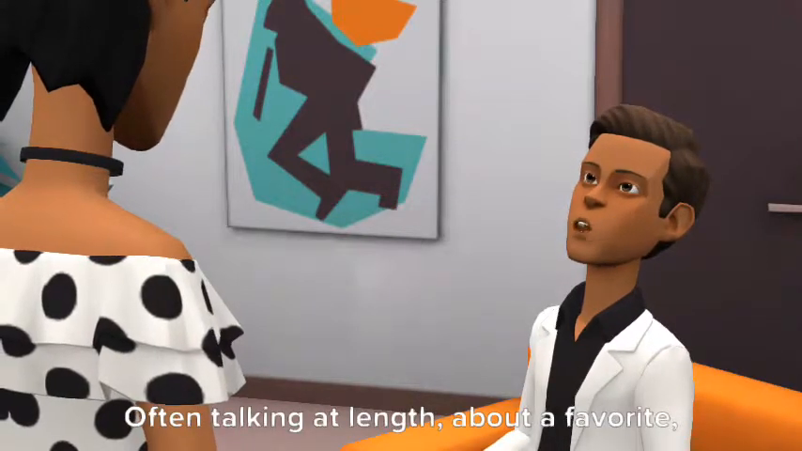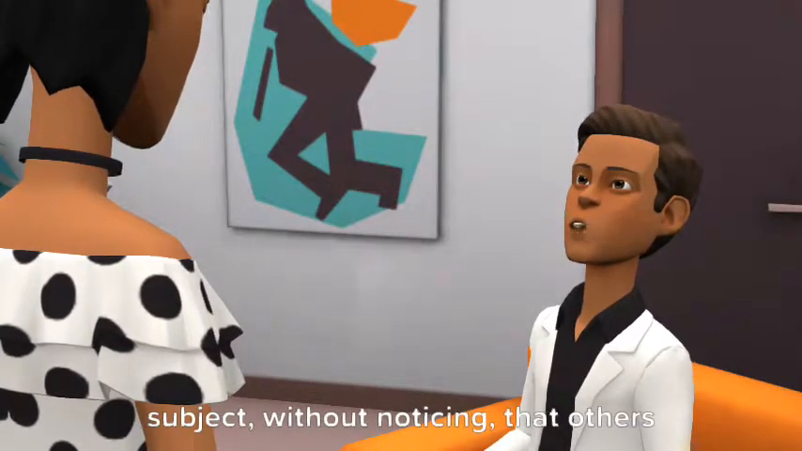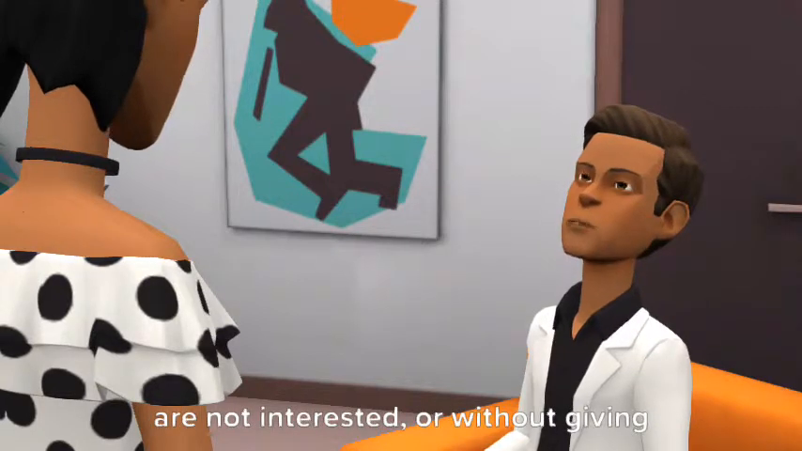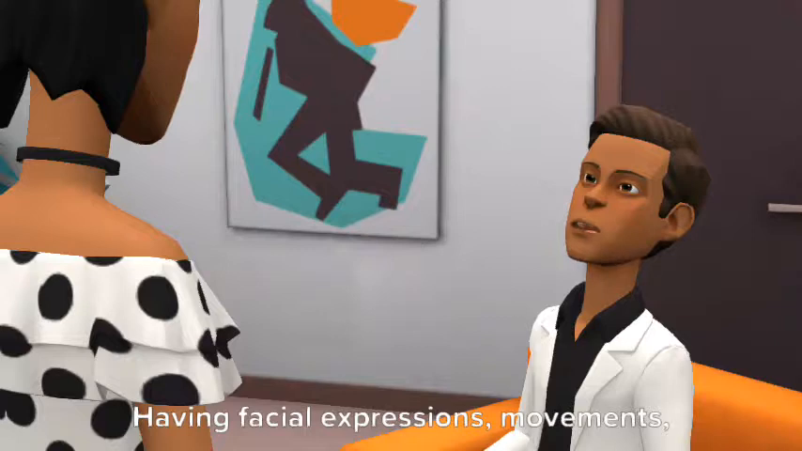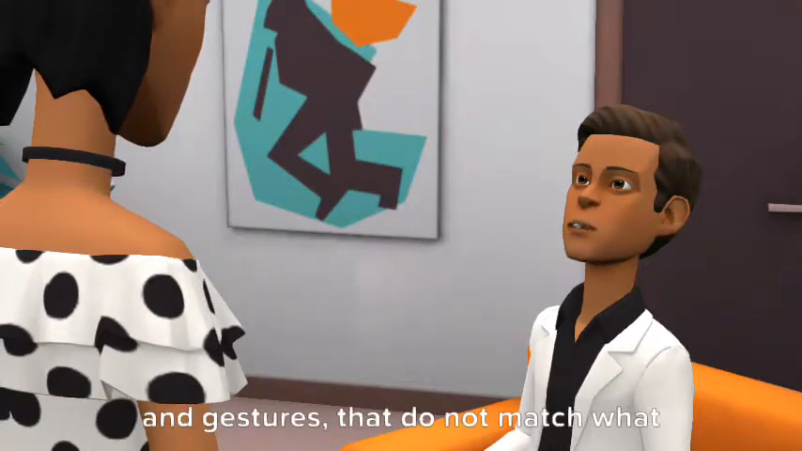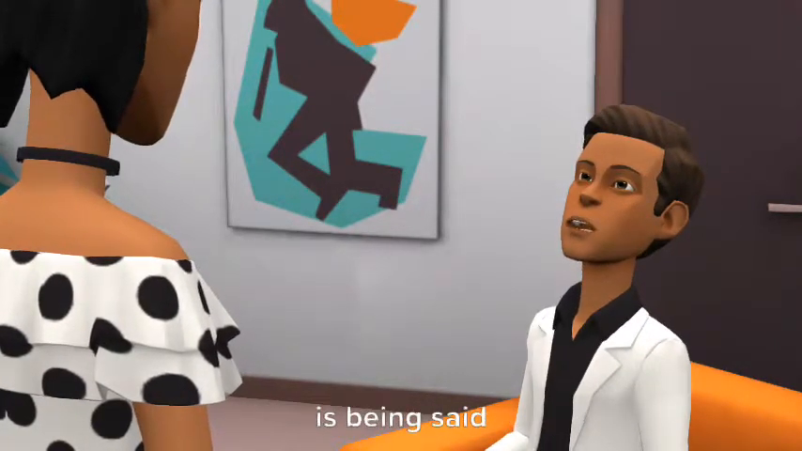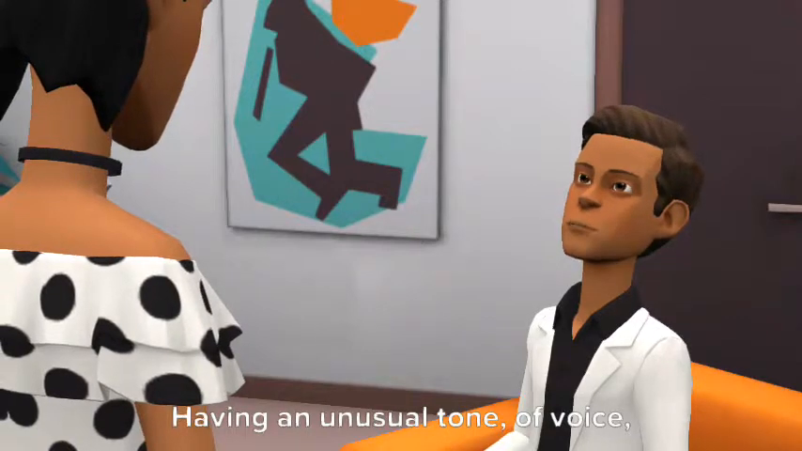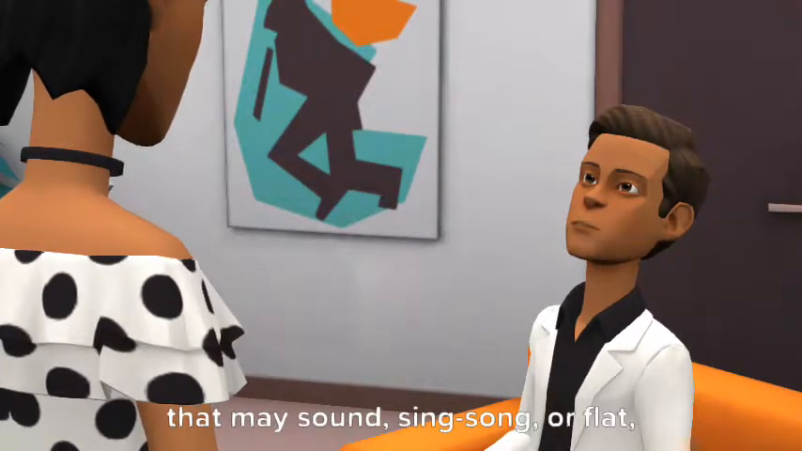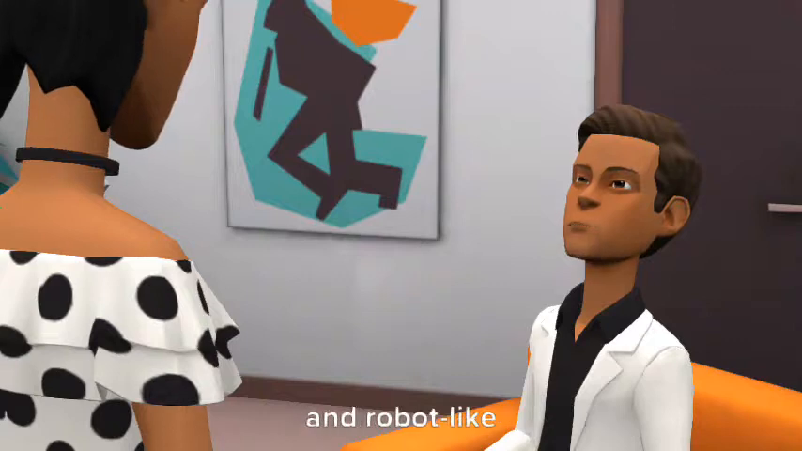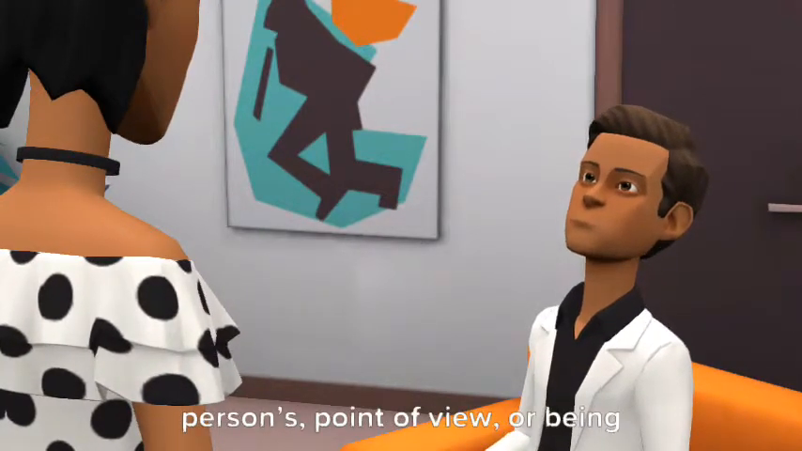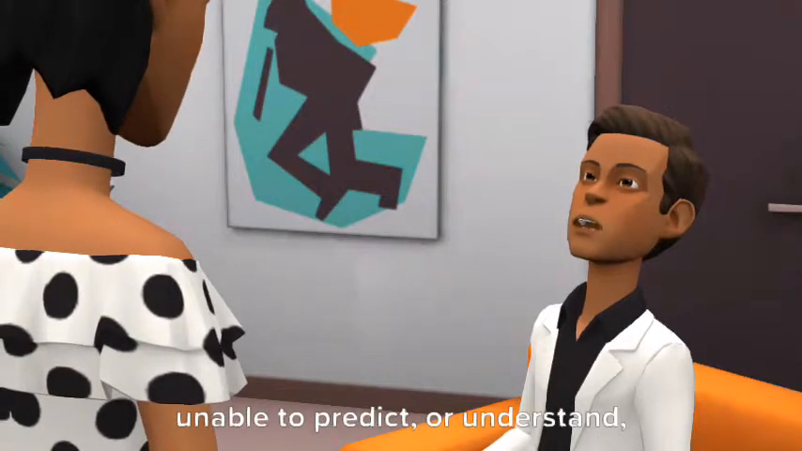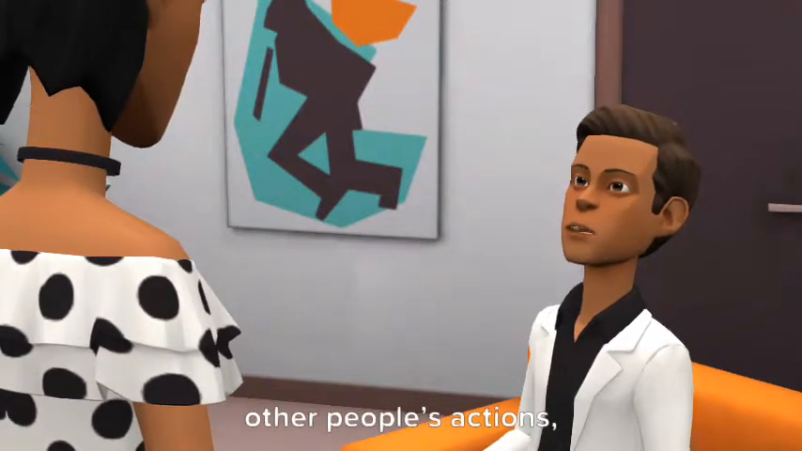often talking at length about a favorite subject without noticing that others are not interested, or without giving others a chance to respond, having facial expressions, movements, and gestures that do not match what is being said, having an unusual tone of voice that may sound sing-song or flat and robot-like, having trouble understanding another person's point of view, or being unable to predict or understand other people's actions.